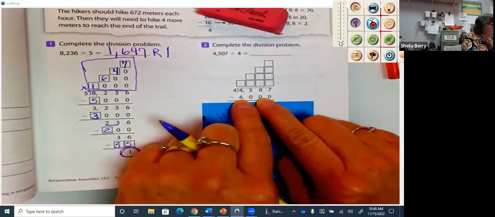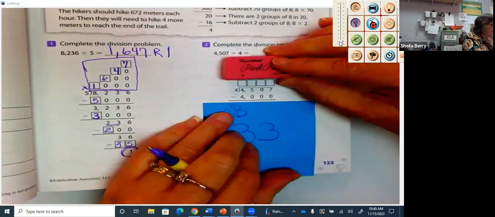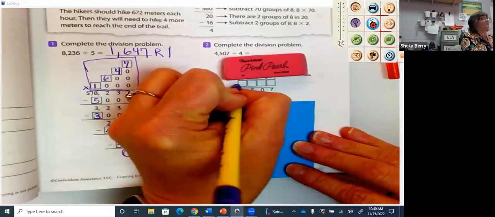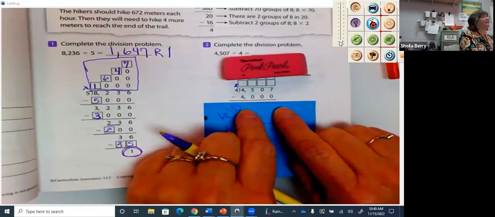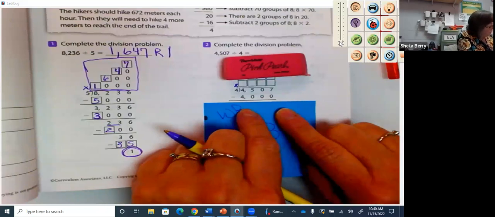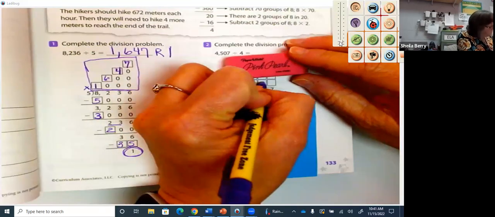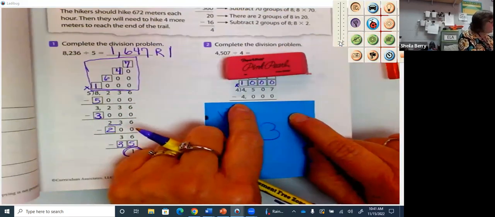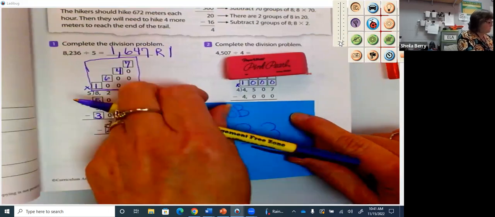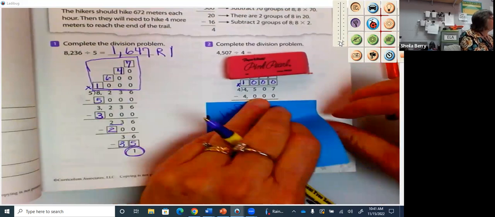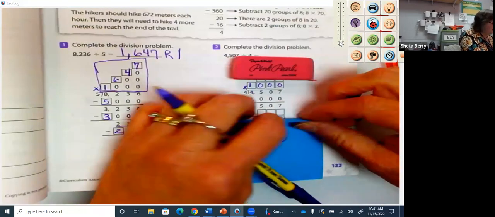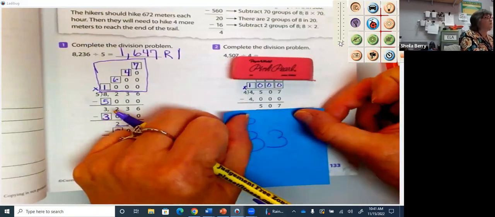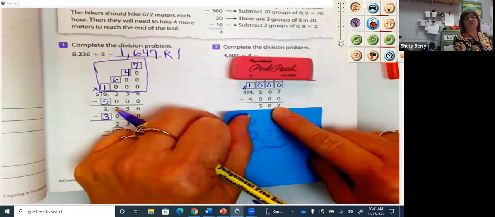We're subtracting 4,000. So what has to go in this first one then? How do we know it has to be 1,000? Because remember, we have to multiply, right? 4 times something has to get us 4,000. So we're going to put 1,000 here because 1,000 times 4 is 4,000, right? So now we have to do what? Subtract. Mateo. And when we subtract, what do we get? 507. They gave you the answer too.